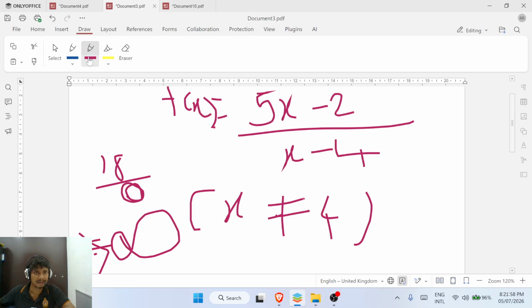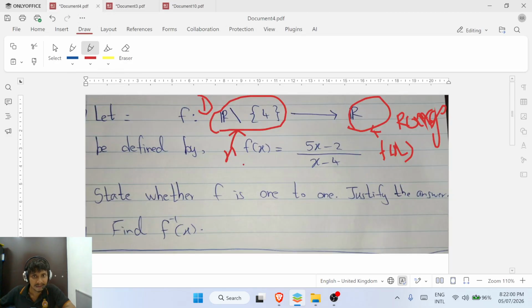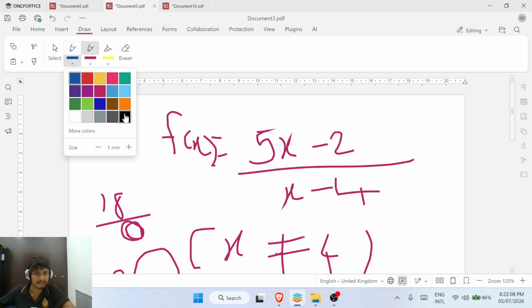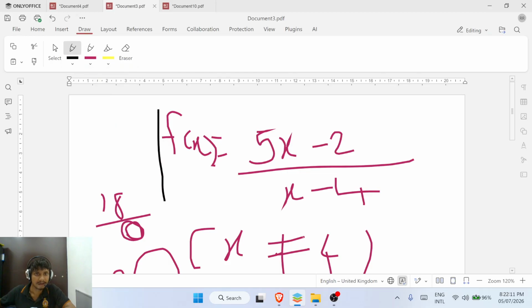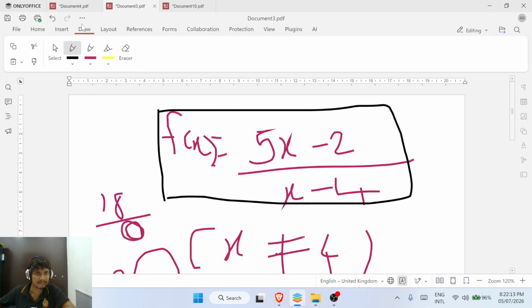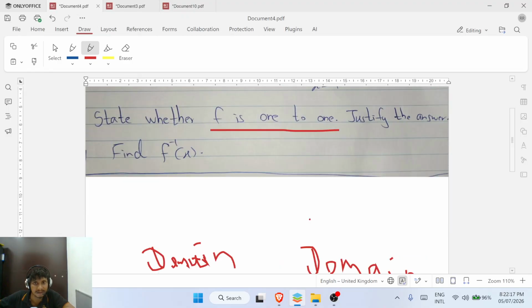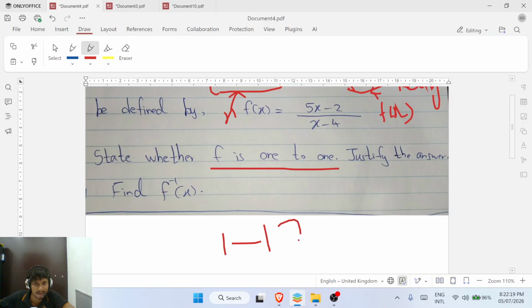Okay, let's move to the question. Now they have said that f of x is equal to 5x minus 2 divided by x minus 4. The first question is: state whether f is a one to one function. They are asking whether the function is one to one. Justify your answer. Now we have to find whether f is one to one.